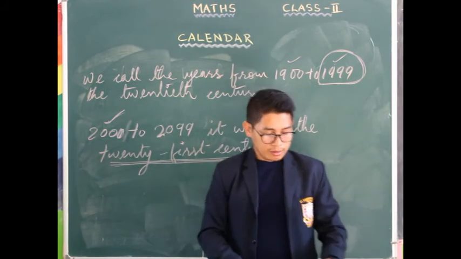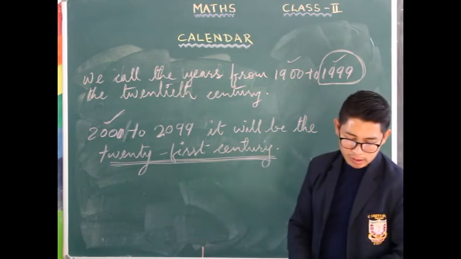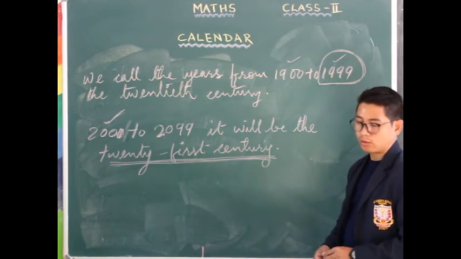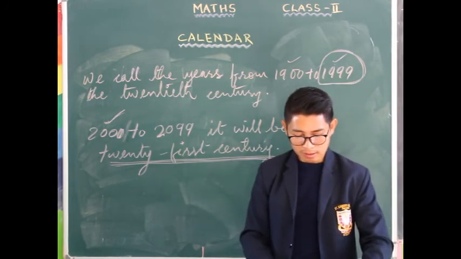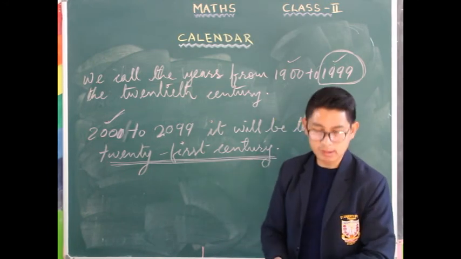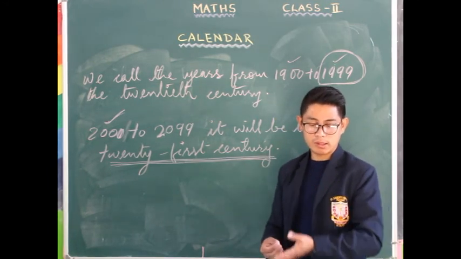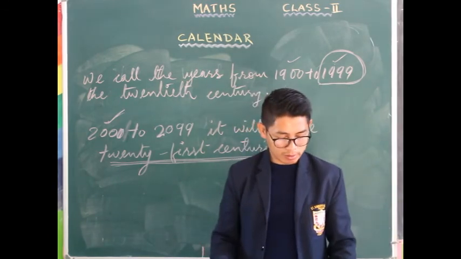Now, the years 1001 to 2000 equal 1000 years. This is easy to remember: 1000 years from 1001 to 2000. It's just like counting the numbers.